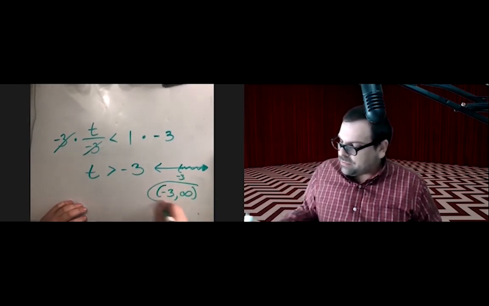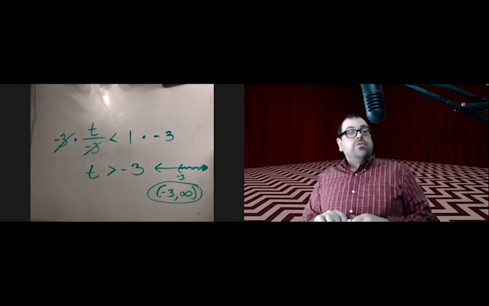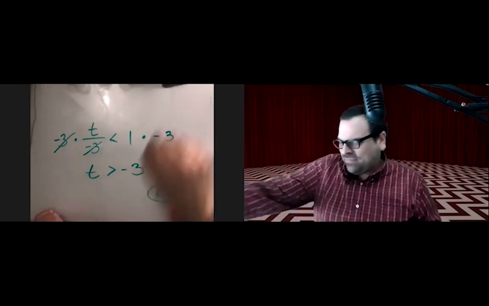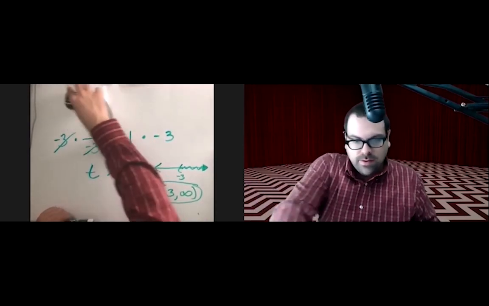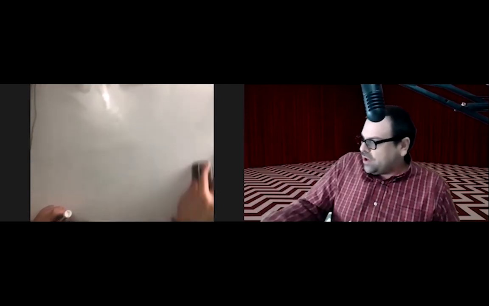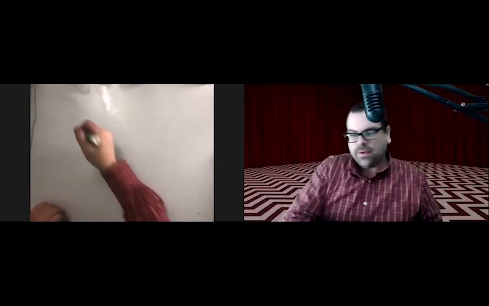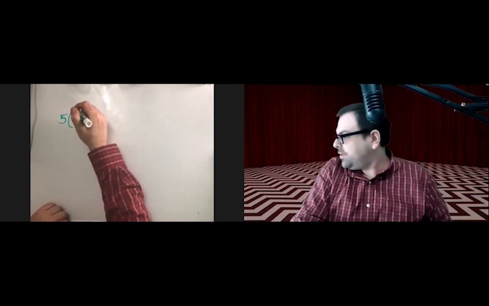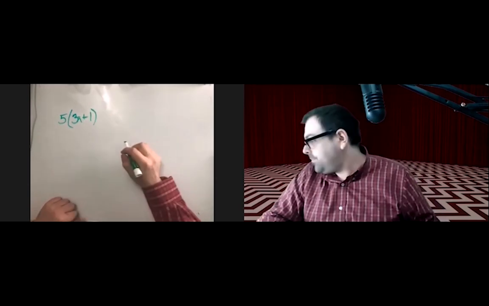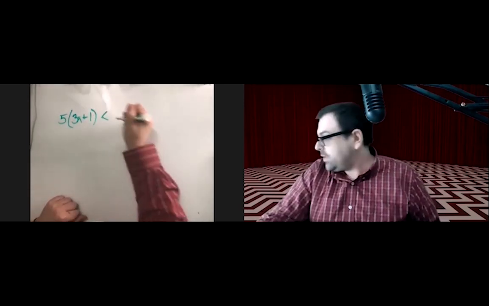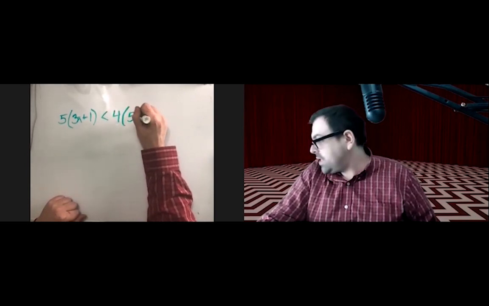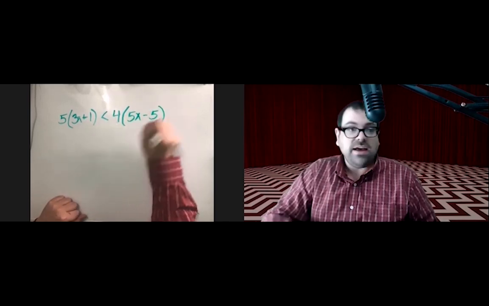Hopefully by now we're getting used to putting our answers in interval notation and getting that interval notation from graphing. Let's do another one with all the parentheses. 5 times 3x plus 1 is less than 4 times 5x minus 5.